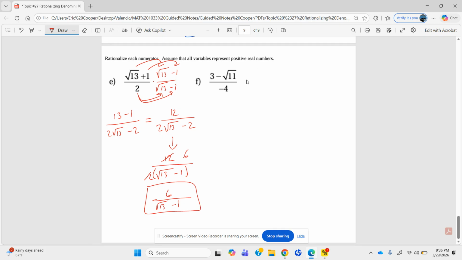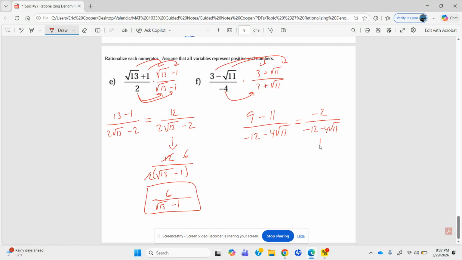We'll do the same thing for the last one here with f. The conjugate here is going to be, for the numerator, 3 plus square root of 11, and on the bottom 3 plus square root of 11. 3 times 3 gives me 9. Negative square root of 11 times square root of 11. Negative times positive is a negative. Square root of 11 times square root of 11, the square root goes away, and it just leaves me with 11. Negative 4 times 3 is negative 12. And then we'll have minus 4 square root of 11 here. 9 minus 11 is a negative 2. And at the bottom we have this.